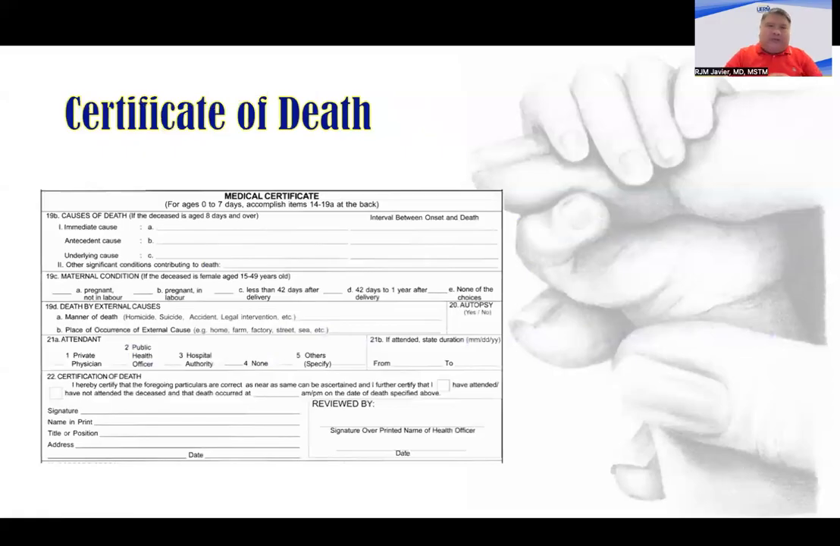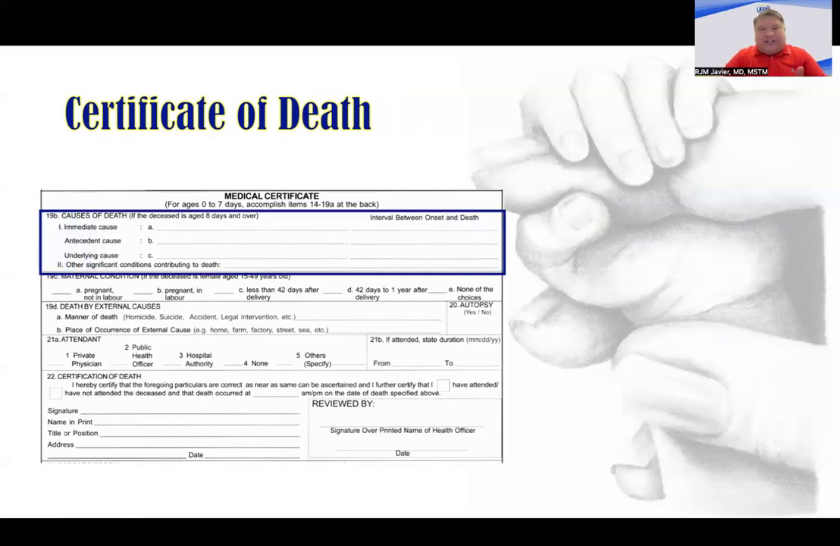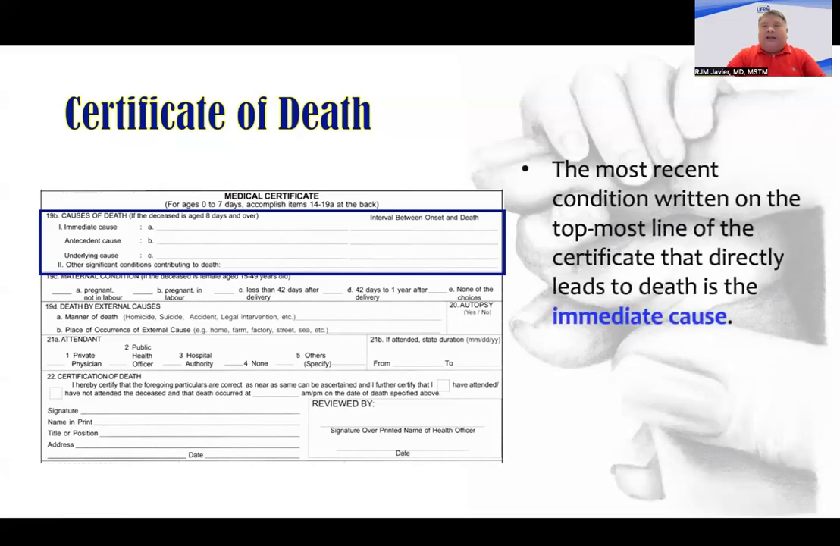So now let's go to this one. Again, I know it's a bit difficult because you have no background knowledge, but let me try to simplify this as basic as possible. So this is the challenge. How do you write the cause of death? You need to identify the immediate, the antecedent, and the underlying causes, as well as other significant medical conditions contributing to the death of your patient.